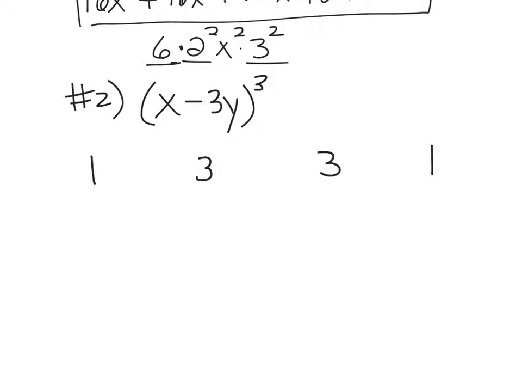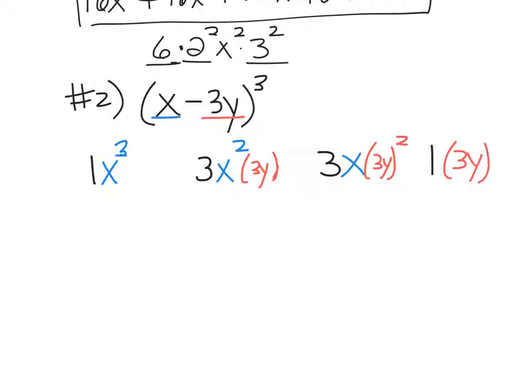Now my first term here is x. So I'm going to go x cubed, x squared, x, and then nothing on the end. My second term, the whole thing is 3y. Ignore the negative for now. So there's nothing here for 3y because x has all the 3's. Here we're going to go 3y to the 1st power, then 3y squared, and then 3y cubed. So these are going down, x, and these are going up.